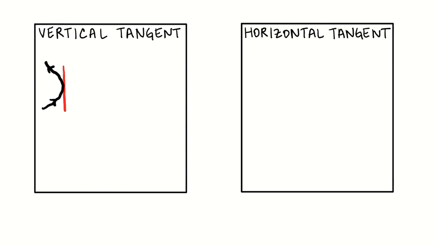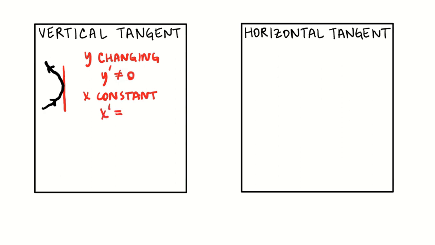If you think about the motion of an object passing along that curve, at the point of vertical tangency, y is increasing, so I'll just say y is changing, but x is not. X is constant. If y is changing, that means that dy dt, or y prime, is not equal to 0. But if x is constant, it's not changing and its derivative is 0. So that's where I would say x prime is equal to 0.